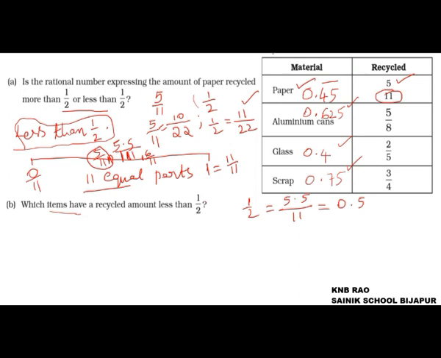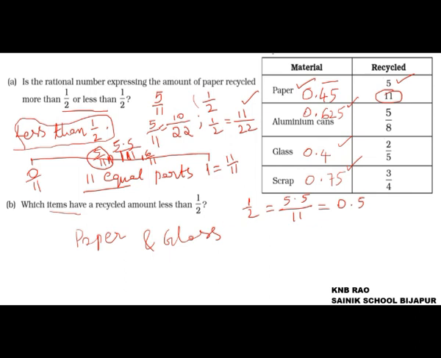Now you can easily say the items which have a recycled amount less than half are: paper, and another one, glass, because here I have the decimal part written, that will help me to tell in no time.